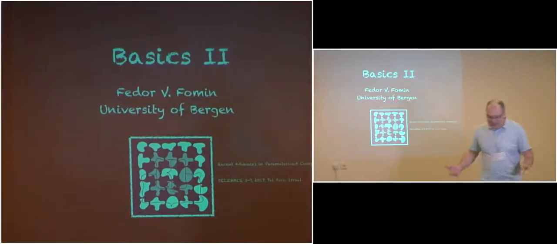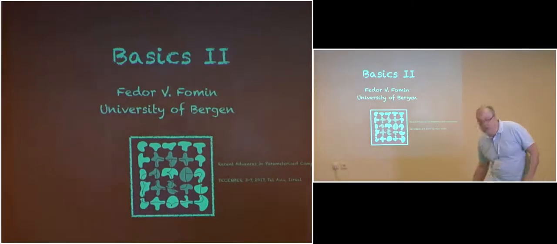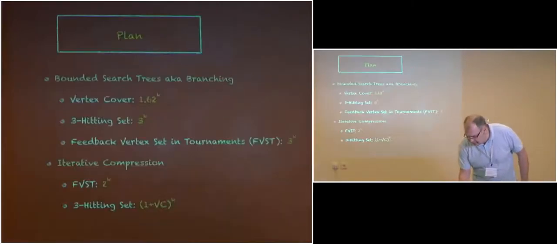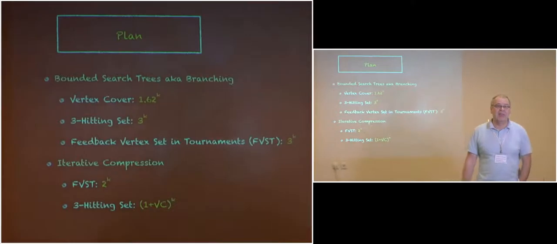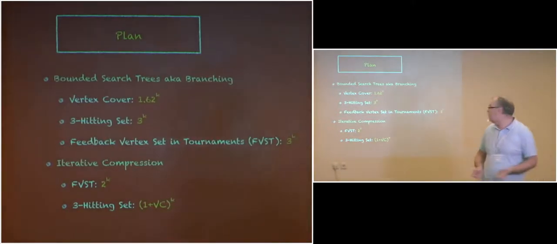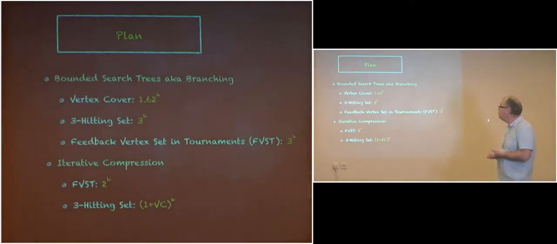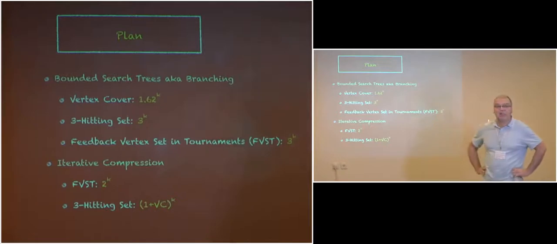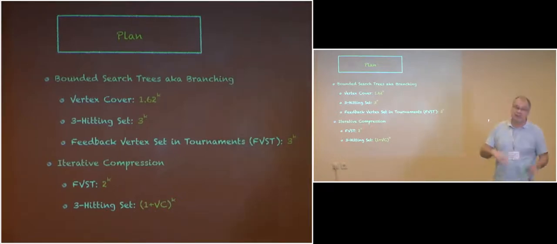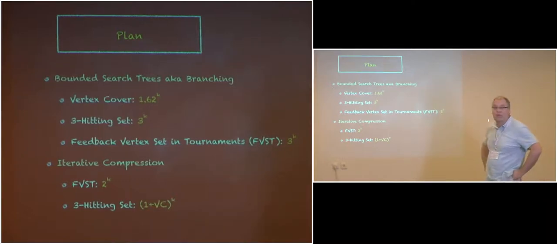So I will be just speaking about two quite basic techniques in parameterized algorithms. Both techniques are very simple. One is a bounded search tree, also called branching. And I will give examples of how to do branching for vertex cover, several algorithms for 3-hitting set, and then also talk a little bit about feedback vertex set in tournaments.